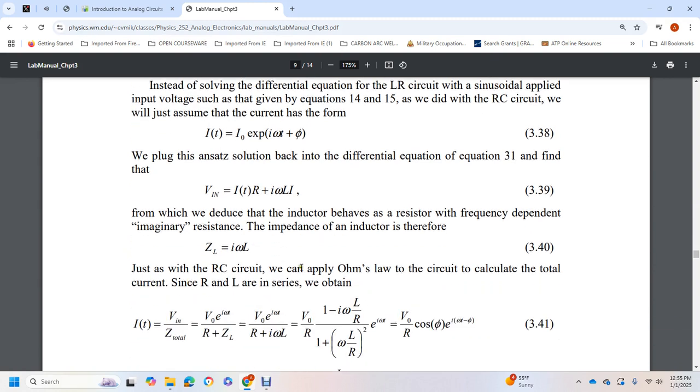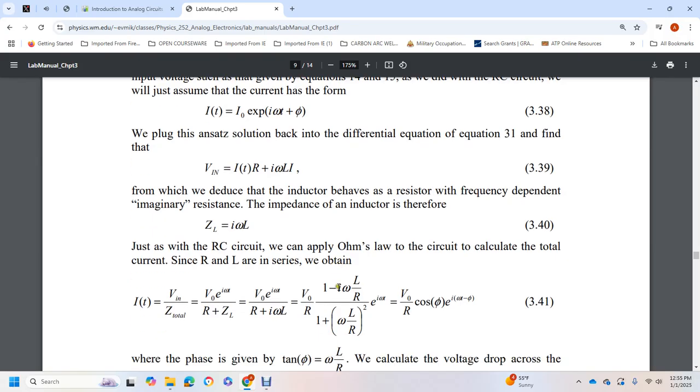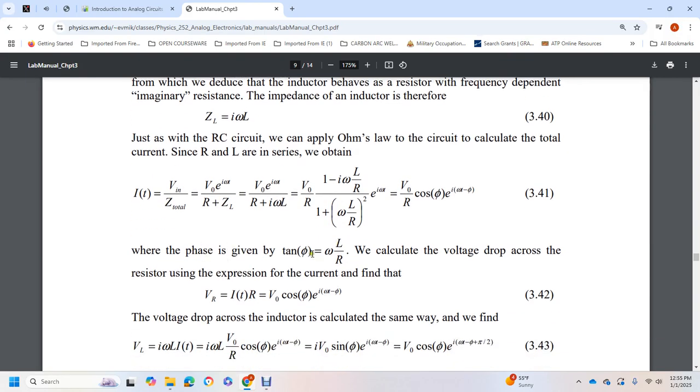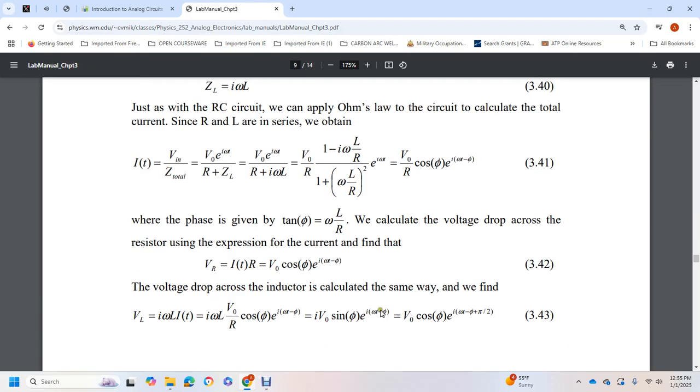Just as in the RC circuit, we apply Ohm's law to calculate the total current through the resistor and inductor in series, where the phase is given by the tangent of omega L over R. Relating the voltage drop across the resistor to the current, the voltage across the resistance equals the input voltage times the cosine of the phase, divided by the square root of R squared plus omega squared L squared. The voltage drop across the inductor is calculated in the same way.